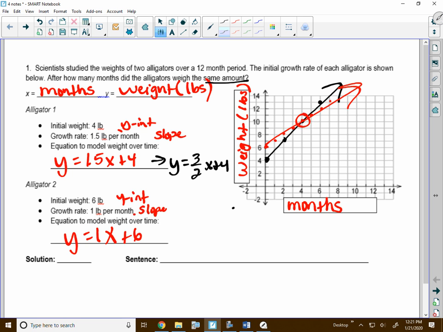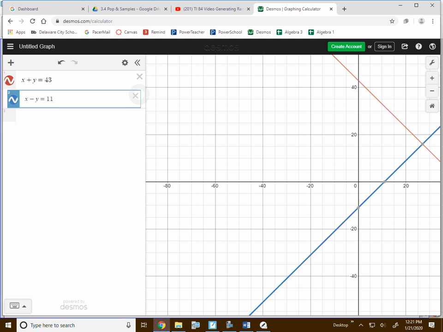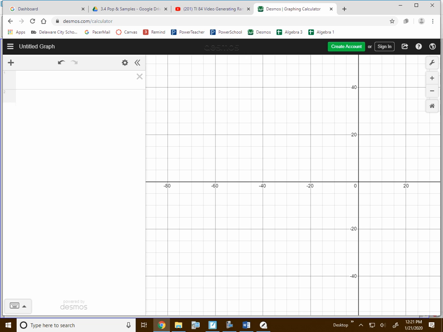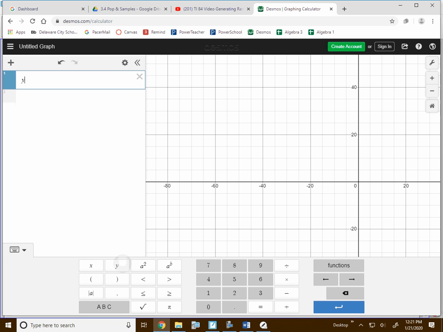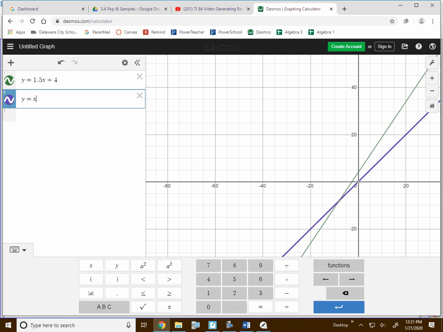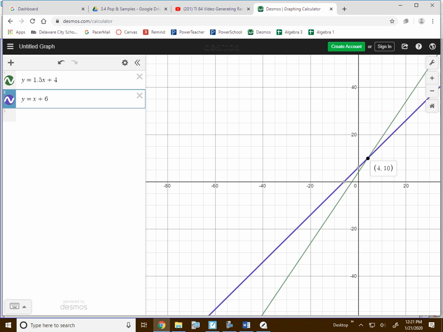Not very responsive. You're not paying attention to me? Let's check those. Let's make sure. All right, y equals 1.5. Yep, 4, 10. Okay, so if you ever want to make sure if you're drawing it, you can just put it in Desmos.